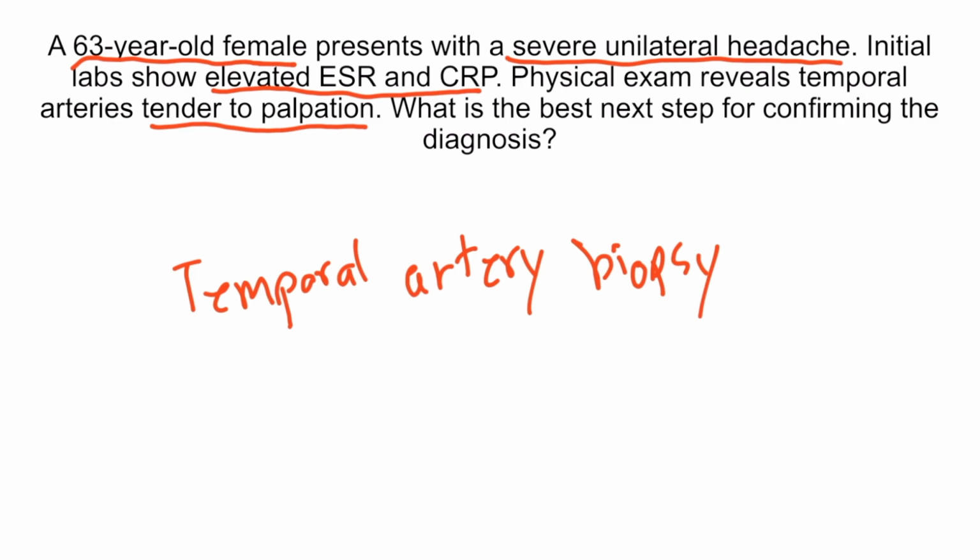Now recall that the biopsy is more sensitive than labs. However, if there's a high suspicion of giant cell arteritis, you don't want to delay treatment. So this question was specifically asking about confirming the diagnosis and what's the best step there, not really what's the exact thing you're going to do in real life. But if you were thinking about giving them high-dose steroids, then you were still thinking about this correctly.